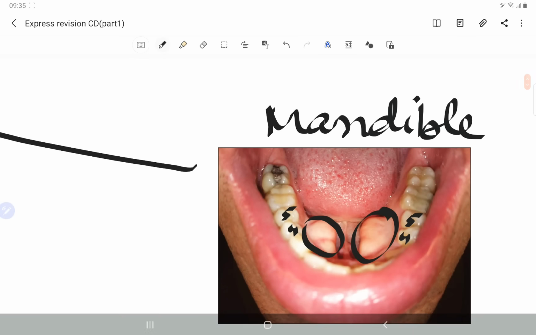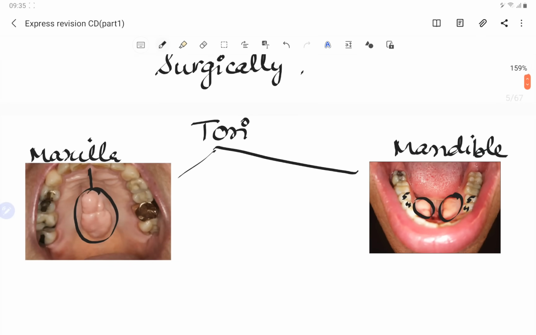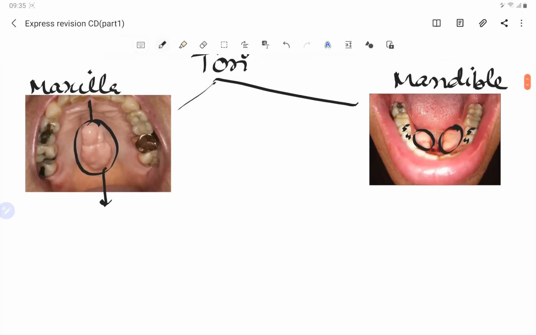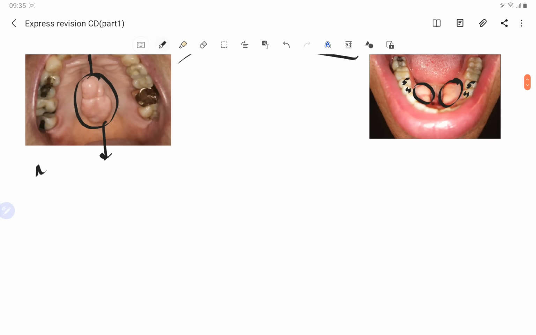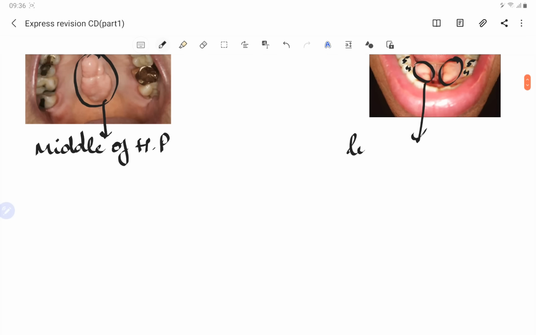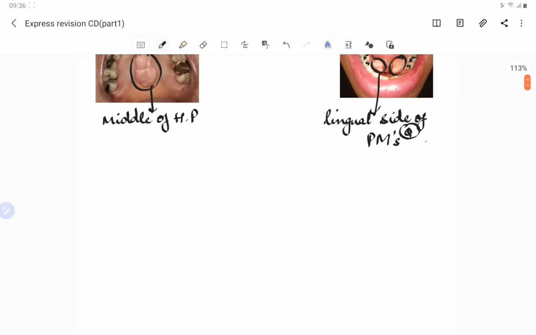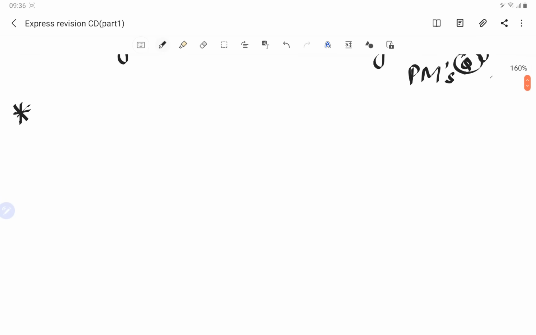If you can see, this is in the maxilla, present in the middle of the hard palate, and in the mandible it is going to be present on the lingual side of the premolars, which is a very important question that is frequently asked. So always remember this. I am going to give you a very short trick.